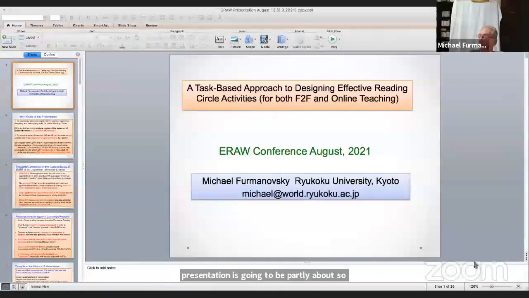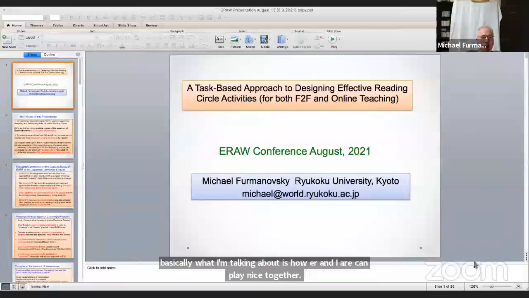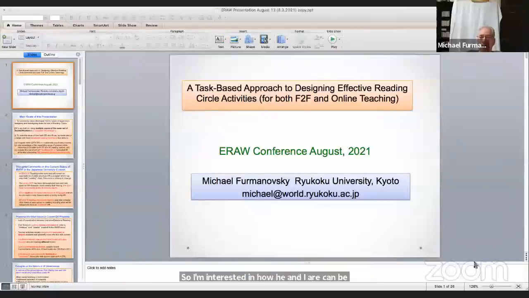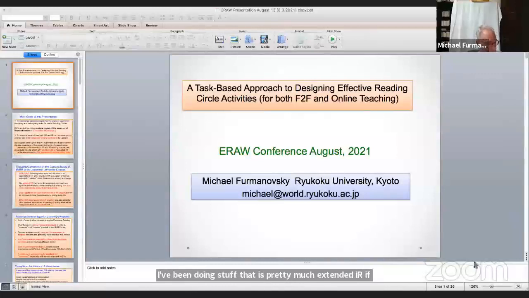It's to raise the issue of how ER and IR can be made part of a more expansive curriculum. Basically, I'm talking about how ER and IR can play nice together. I'm interested in how they can be integrated so we don't have this binary dichotomy between the two. I've noticed that a lot of people who've been talking this morning have been doing stuff that is pretty much extended IR, if you like. That's another way to look at it: modified ER, extended IR. So that's what I'm going to be talking about.